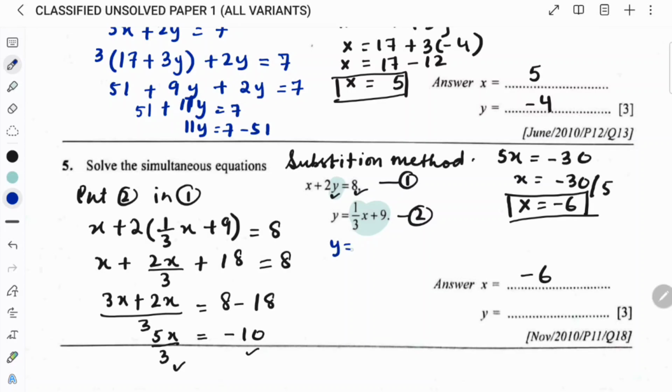So y is equal to 1 upon 3 times minus 6 plus 9. 3 times 2, so that is y is equal to minus 2 plus 9, and y is equal to positive 7, because 9 is the greater digit. So we have solved this question also by the substitution method. Okay, let's go to the next one.